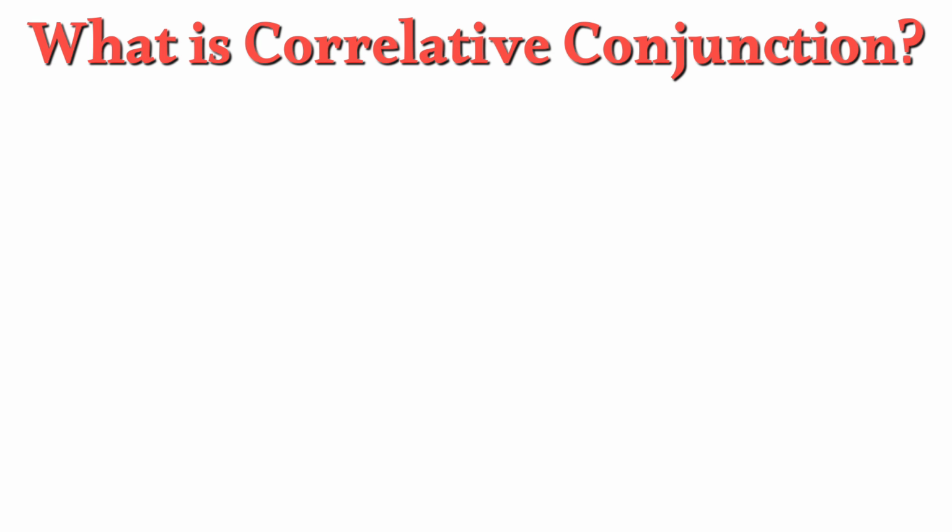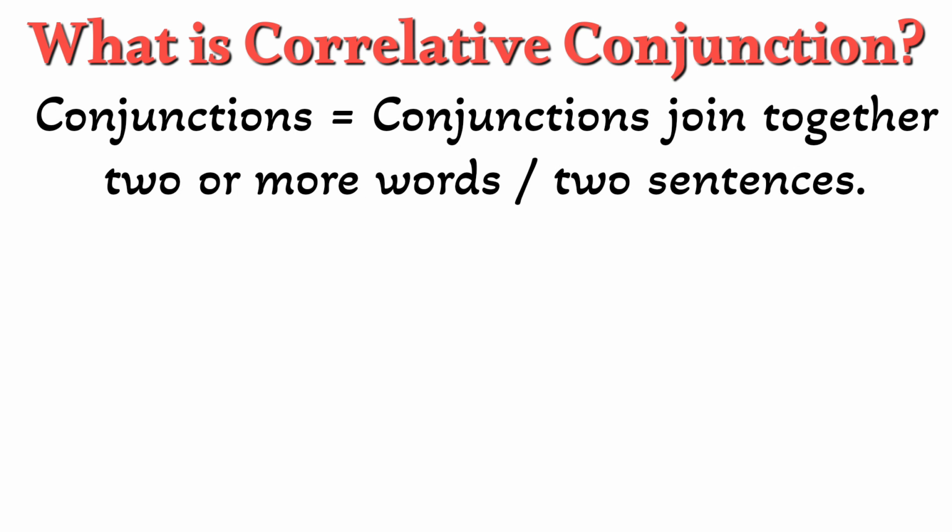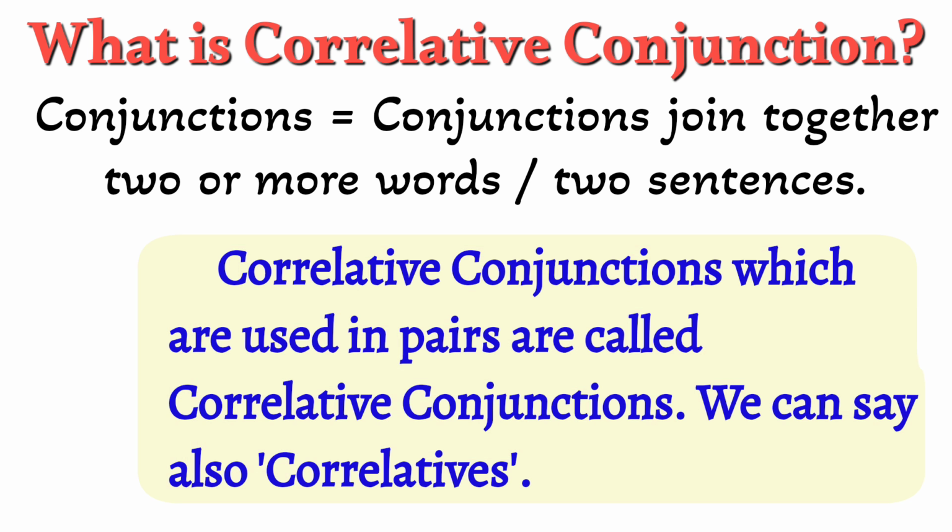What is correlative conjunction? First, we have to understand what is the conjunction. Conjunction क्या है? Conjunction joins together two or more words or two or more sentences. It is a conjunction. But what is the correlative conjunction? The conjunctions which are used in pairs are called correlative conjunctions. We can say also correlatives.